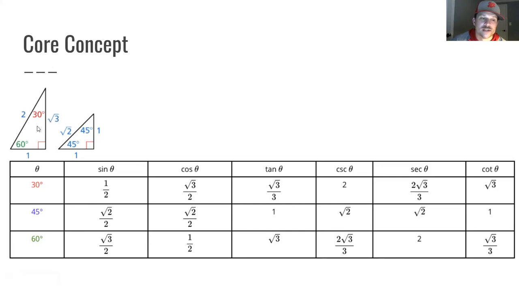Cosine is adjacent over hypotenuse, so you got square root 3 over 2. And as you notice some relationships, notice how the sine of 30 is equal to the cosine of 60, because you're looking at the same triangle, but the perspective of your angle changes which side is opposite and which side is adjacent.